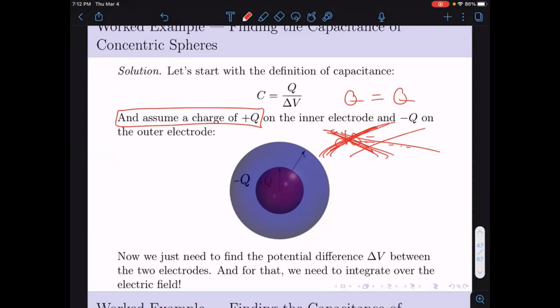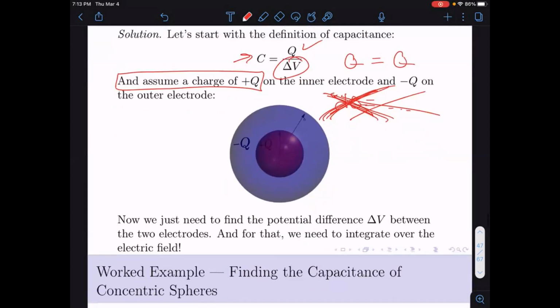If I have Q, well then I need voltage. That's the last thing I need to solve for my capacitance value. So all of the rest of my work will be to solve for delta V. That's my goal. So now we'll go back to what I was saying.